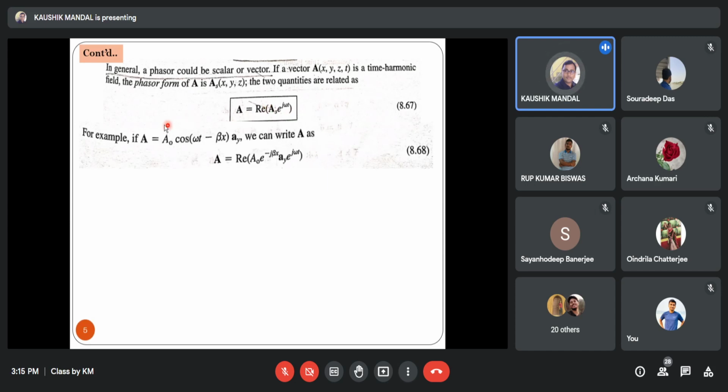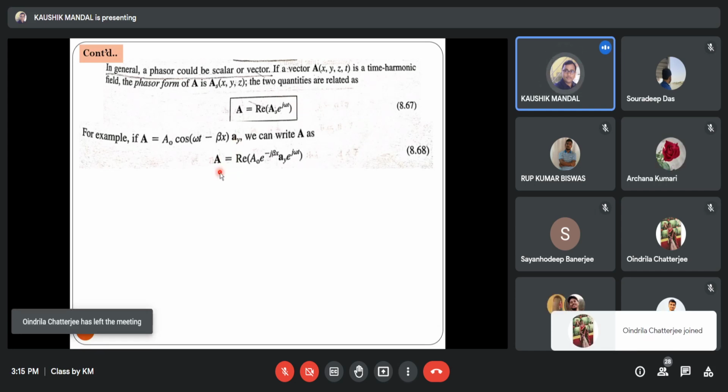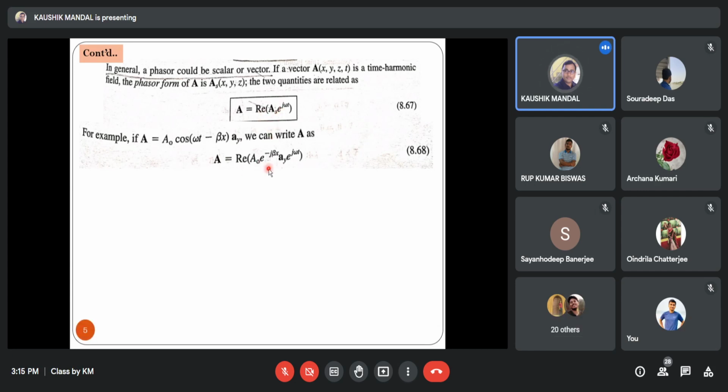Now, for example, if we consider the vector A equal to A0 cos(ωt − βx) a_y, that is, the vector is along the y axis, or we are considering only the y component of the vector. Then from equation 8.67 we can write the vector A equal to the real part of A0 e^(−jβx) e^(jωt).